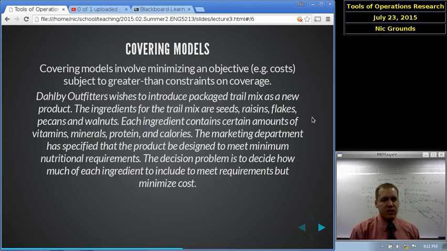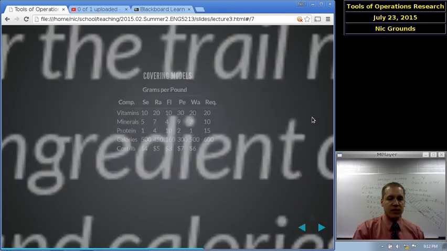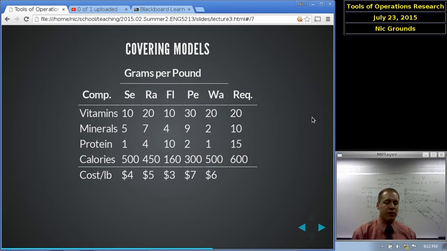The marketing department has determined that the product be designed to meet certain nutritional requirements. That is, a minimum amount of vitamins, a minimum amount of minerals, and so forth. Okay, so these are going to be our greater than or equal to constraints. Right? We want to find where along those minimum requirements we can achieve the lowest cost. So we're minimizing cost as our objective function. So here are the parameters.